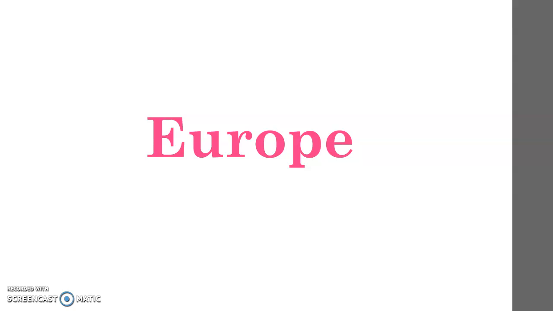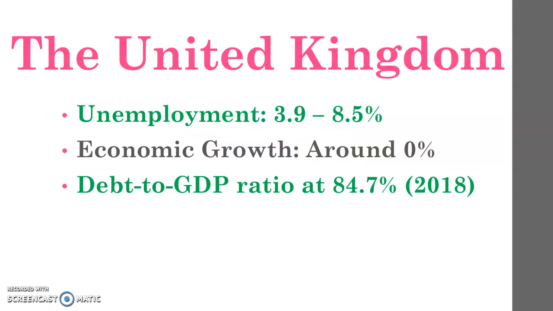So Europe, let's look at some European countries like the United Kingdom. In the green, I have statistics that are actually better than the United States. So unemployment rate since the Great Recession ended 10 years ago in the UK has been between 3.9 and 8.5%. That's better than the United States, which is why I have it in green. Unfortunately, economic growth has been around 0% per year. This is a common theme that you're going to see throughout this video among Western European countries that I will show you, is that they don't grow economically. They are stagnant, 0%. Debt to GDP ratio in the UK is better. It's not good, but it is better at 84.7% as of last year.